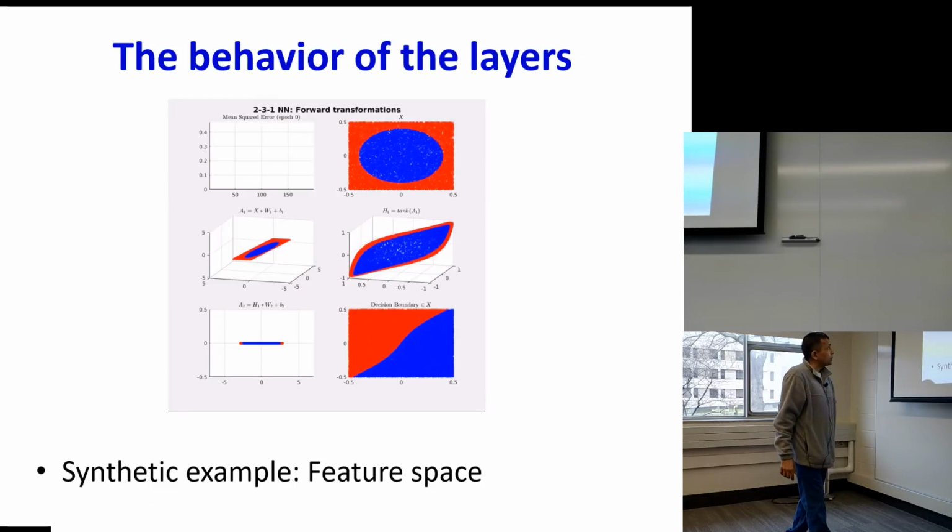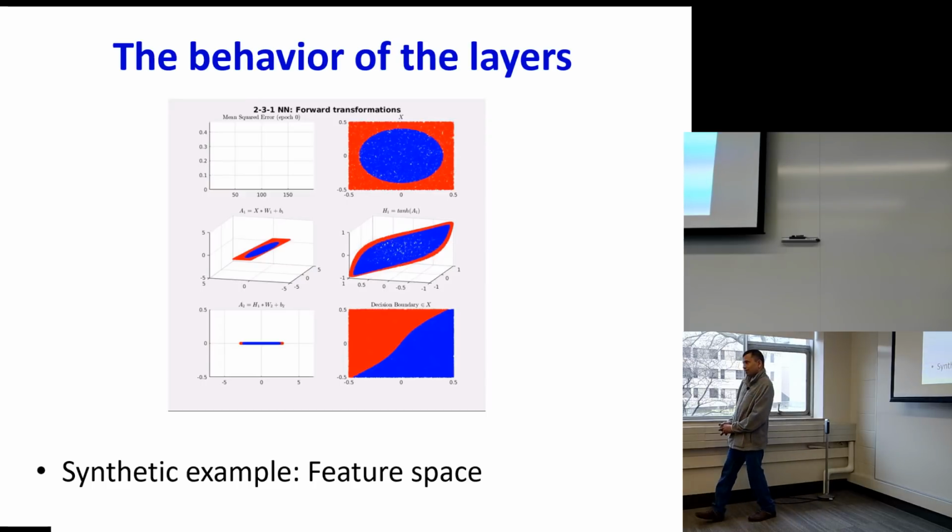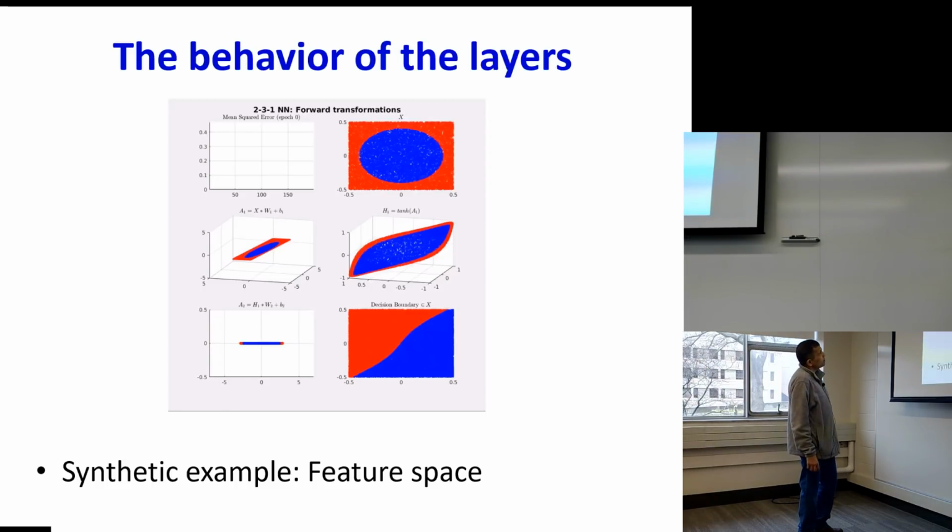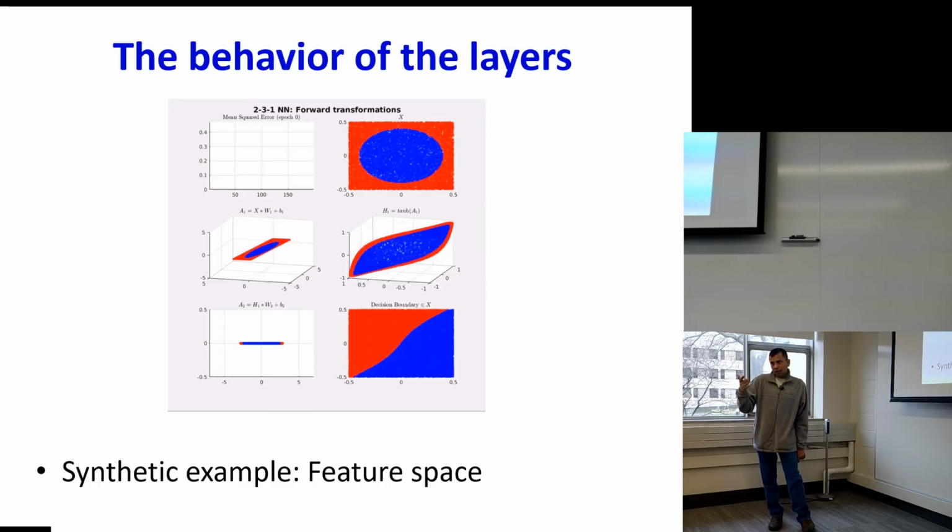So we have some examples over here. This is a two-dimensional example where we are trying to build this classifier for the circle. It doesn't look like a circle because MATLAB stretches the x-axis out. And so I have 6 panels. This is a 2, 3, 1 neural network. So the input layer has 2 neurons, or 2 values, a 2-dimensional input. Then I have 3 hidden variables, and then I have the final classifier.